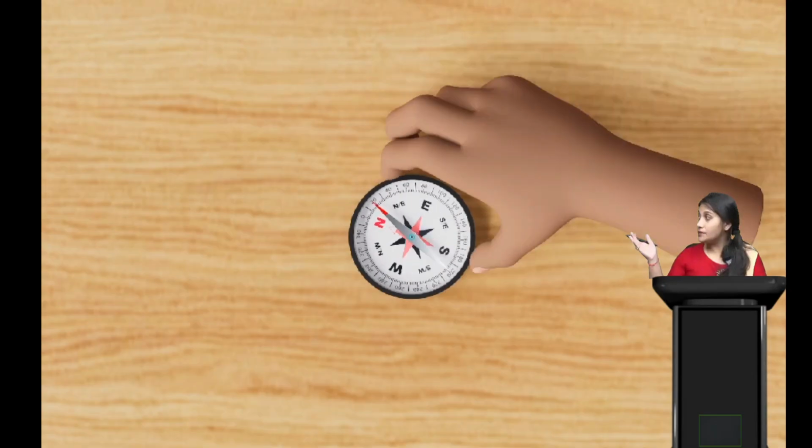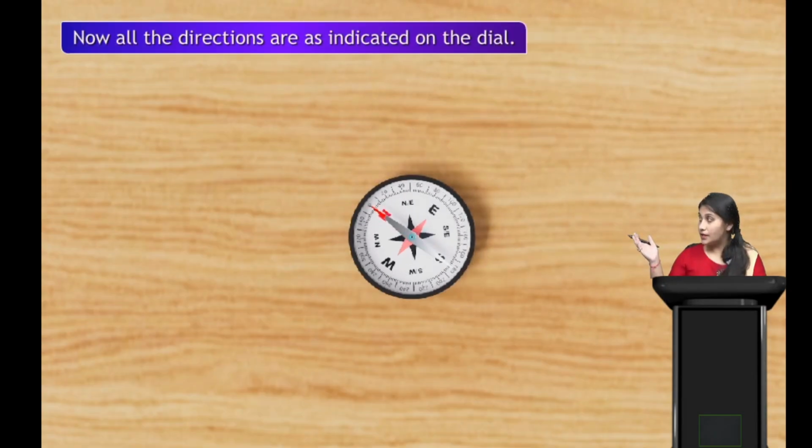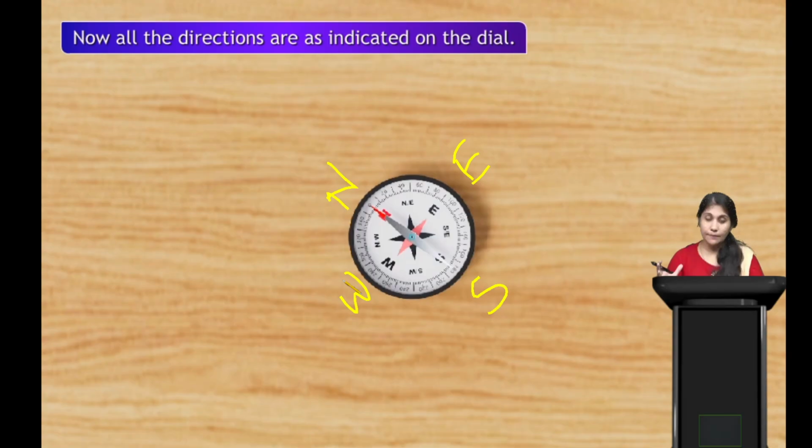There the red end of the needle comes towards the north position. Now we can see that the red end of the needle comes towards the north position. So now all the directions are as indicated on the dial. This one is the north, this one is the south, this one is the east, and this one is the west. So like this we can find the direction by using a magnetic compass device.